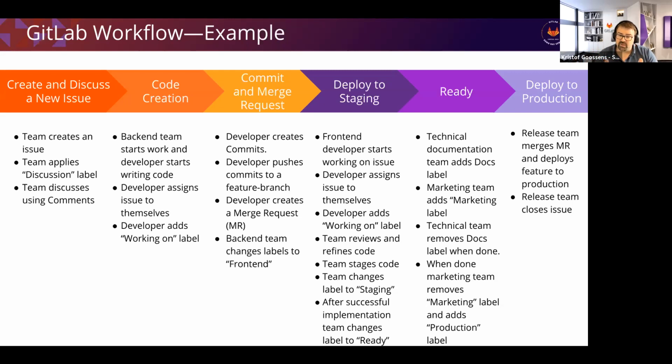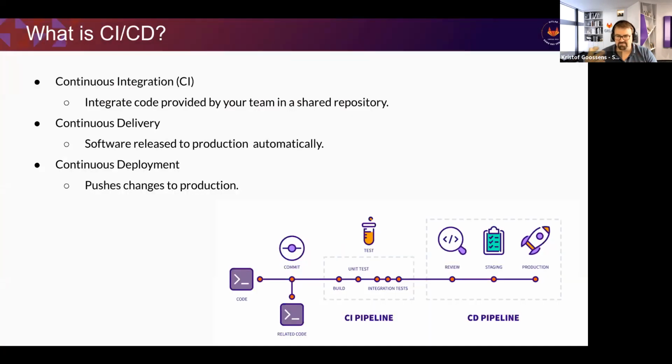And in this last step, the release team member merges the merge request, and the feature is automatically deployed into the production environment. The release team member continues to close the issue, and we're done. We have gone from the issue all the way into production. And again, it's only an example, but I hope it gives an idea on how you could implement it.